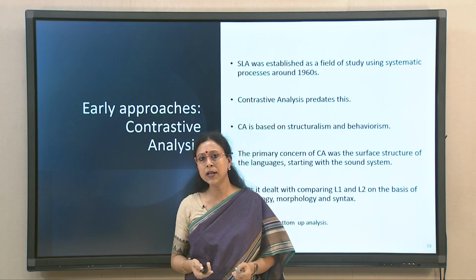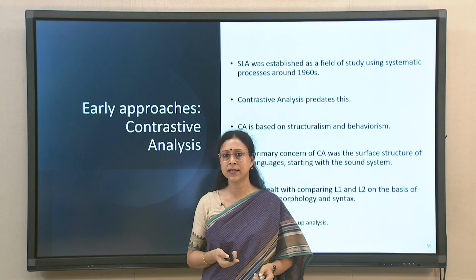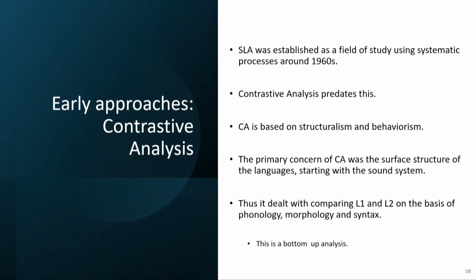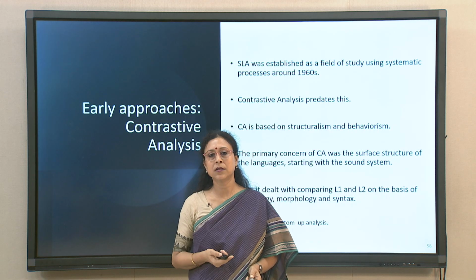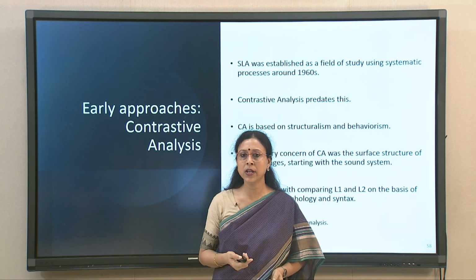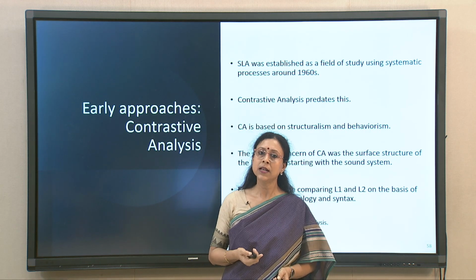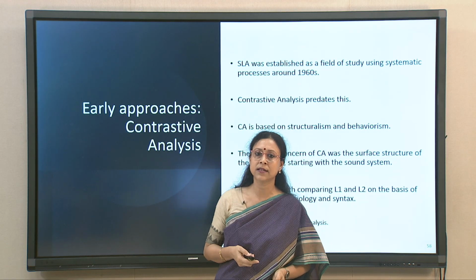Now, SLA formally was established sometime in the 1960s. However, the ideas have been around for a long time, how a second language affects the first language or other mental functions. We have already discussed how bilingualism or second language acquisition was not considered a very good thing to happen to anybody. It was considered a pathology and so on. So, the idea has been around, the scholarly interest was always there, but as a discipline, as a systematic process of understanding, this was established somewhere around the 1960s.